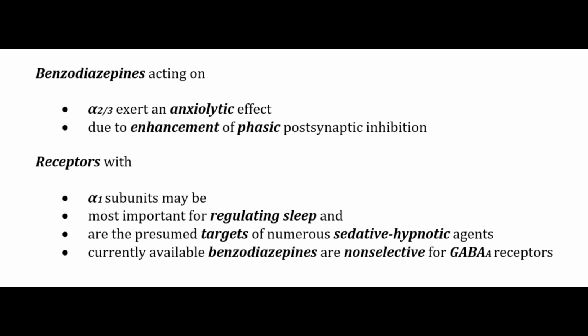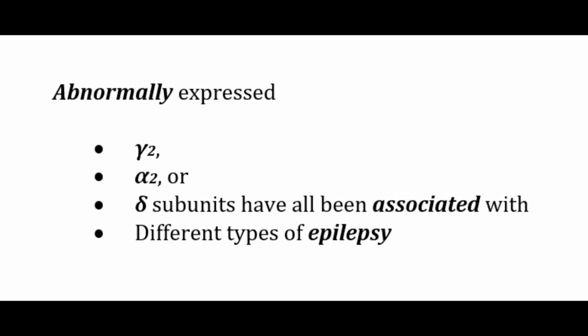Benzodiazepines acting on alpha 2 and 3 exert an anxiolytic effect due to enhancement of phasic postsynaptic inhibition. Receptors with alpha 1 subunits may be most important for regulating sleep and are the presumed targets for numerous sedative hypnotic agents. But currently available benzodiazepines are non-selective for GABA-A receptors. Abnormally expressed gamma 2, alpha 2 and delta subunits have all been associated with different types of epilepsies.